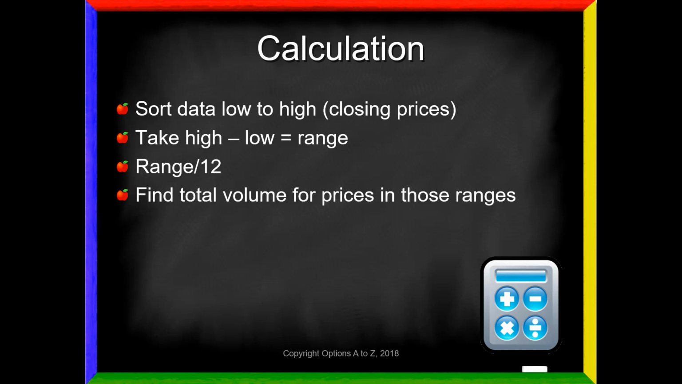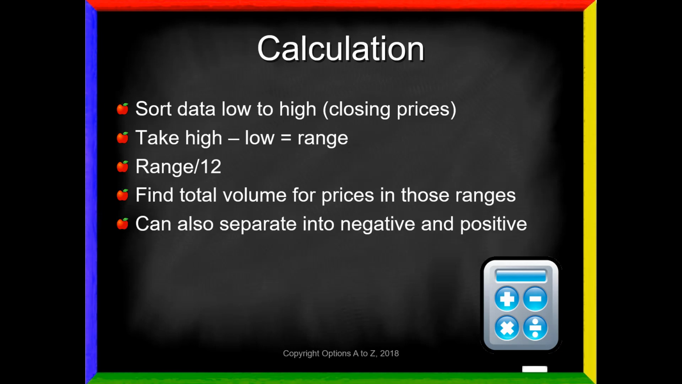And then what we're going to do is we're going to find the total volume for all the prices in those ranges. We can also get a little fancier, and some computer platforms will do this for you, and they can separate those volumes into negative and positive. Now, the E-Trade platform, unfortunately, does not do that. I think it's a pretty handy little feature, but I'm going to explain it just in case you happen to see it on your platforms so you understand what you're looking at. So the best way to explain this is to bring up an Excel spreadsheet and actually step through an example.